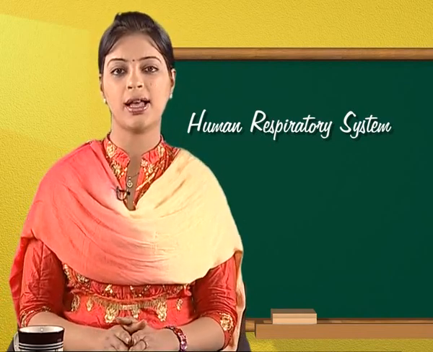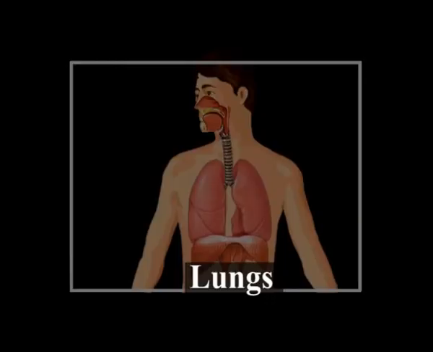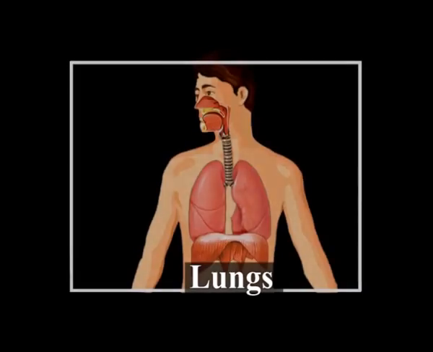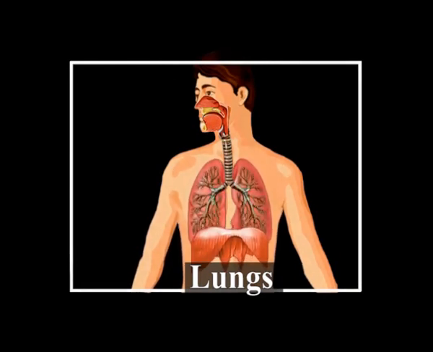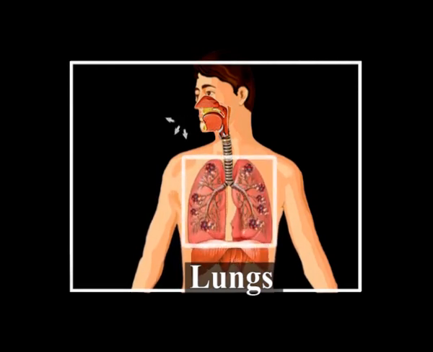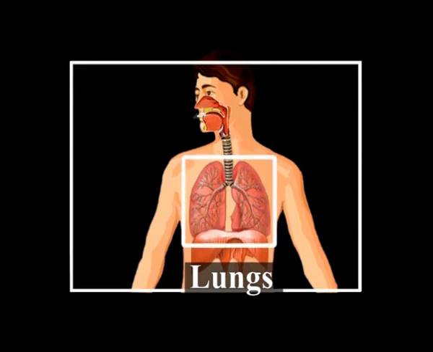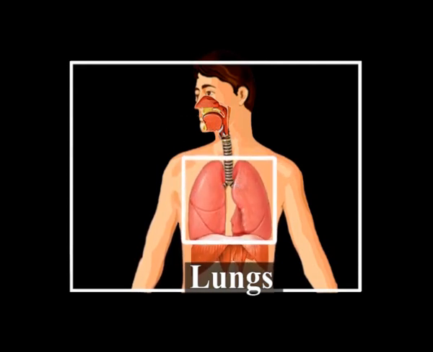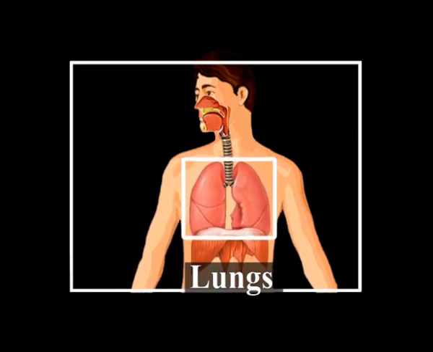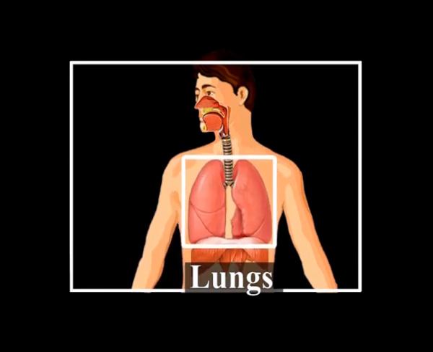So let us now discuss the human lungs in detail. Lungs. Lungs form the most vital component of the human respiratory system. They are responsible for transporting oxygen from the atmosphere into blood and releasing carbon dioxide from blood to the atmosphere. They are located on the two sides of the heart. The lungs are large and lobed organs in the chest, also known as the thoracic cavity.